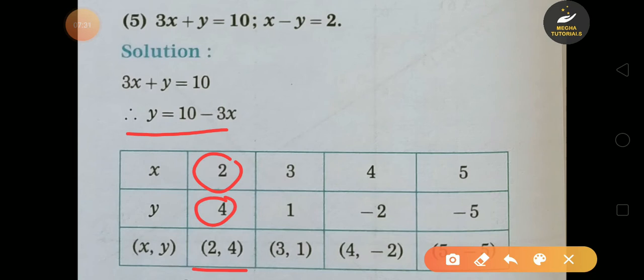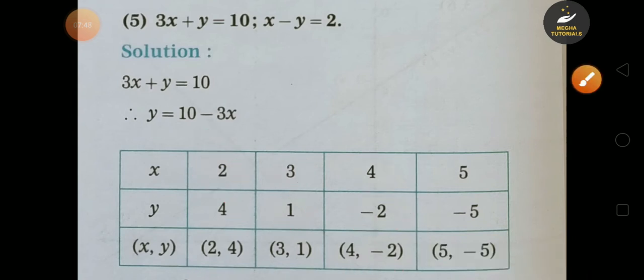In the second case we are assuming x is equal to 3, 3 3s are 9, so 10 minus 9 is 1, so the next pair is 3 comma 1. Then we are assuming x is equal to 4, 3 4s are 12, 10 minus 12 is minus 2, so the next pair is 4 comma minus 2. Then we are assuming x is equal to 5, 3 5s are 15, 10 minus 15 is minus 5, and therefore the next ordered pair is 5 comma minus 5.